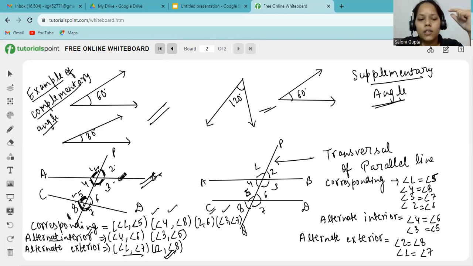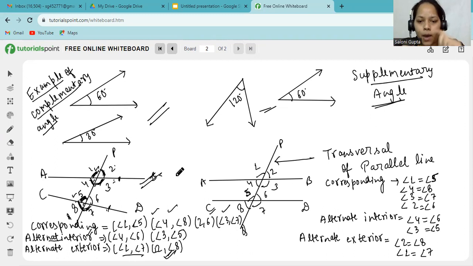And they are between these two lines. Okay, so 4 and 5 you can see they are co-interior, and angle 3 and 6 are also co-interior. Okay, so this is a transversal and the angles formed by it. Right, now what will happen if the lines are parallel?